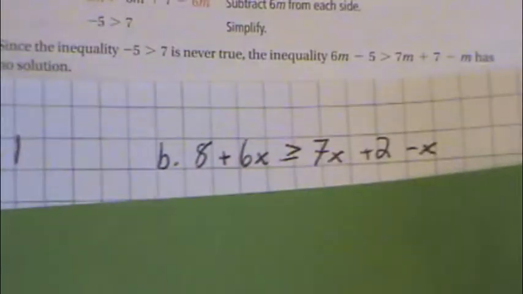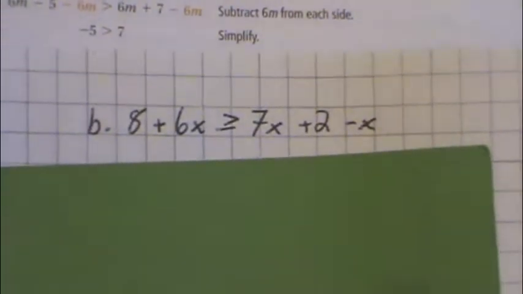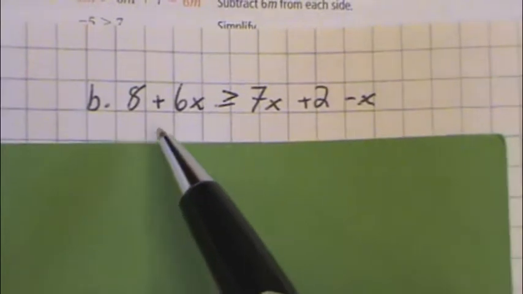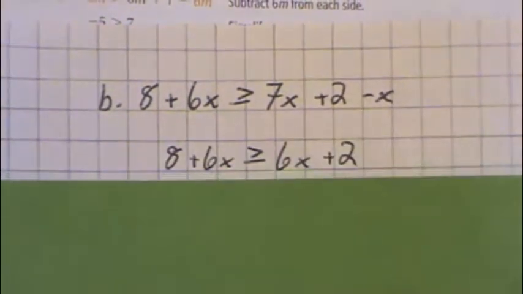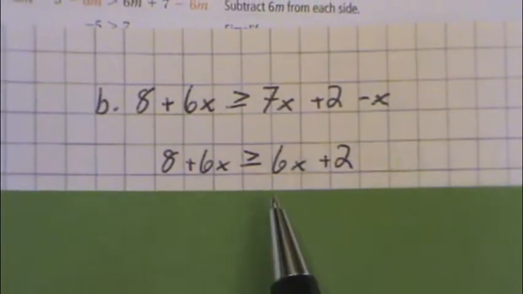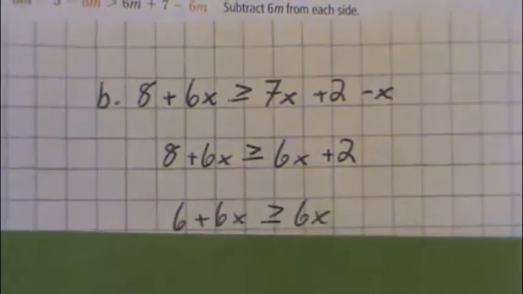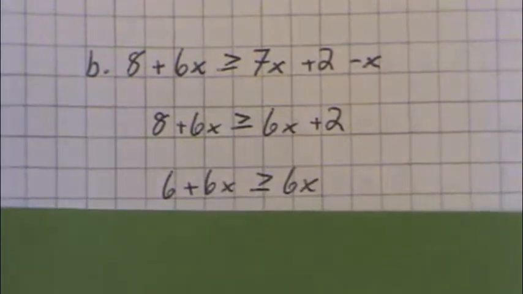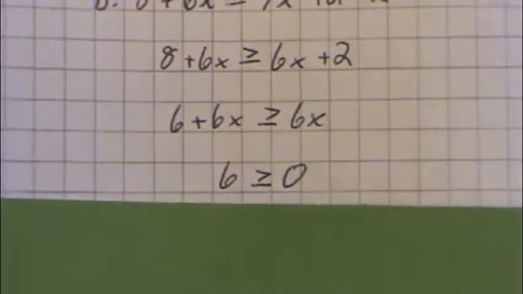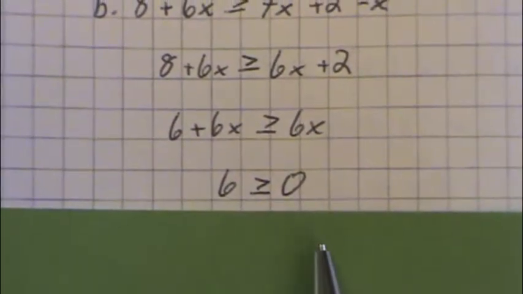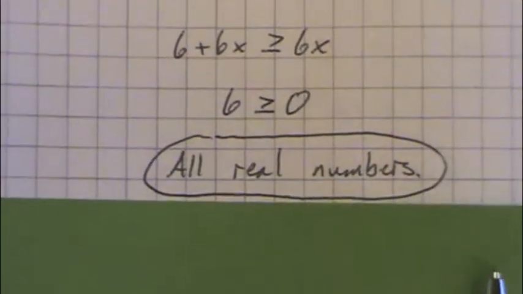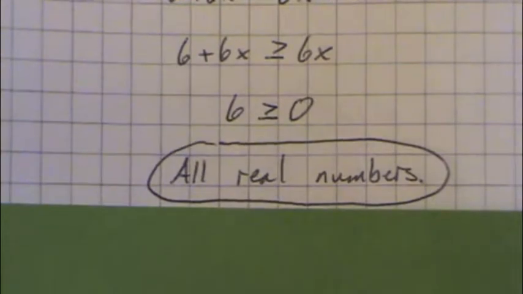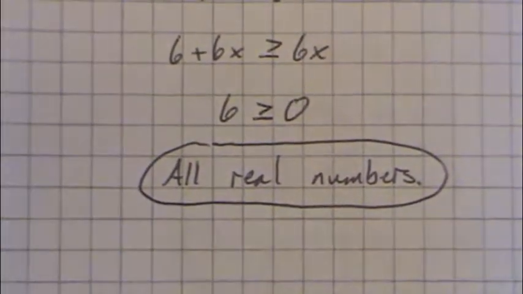Let's try 5B. I still need to see your work, even though you probably know what the answer is. Looks like this. Combine the x's on this side, so you end up with 6x. Then start combining the numbers, and this time you end up with 6 is greater than or equal to 0, which is always true, so for all real numbers, that will work.